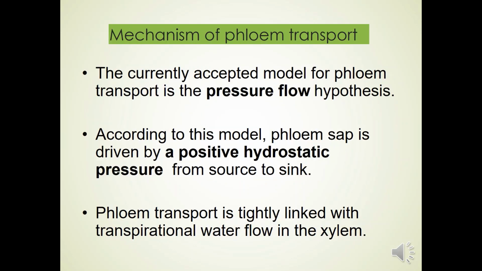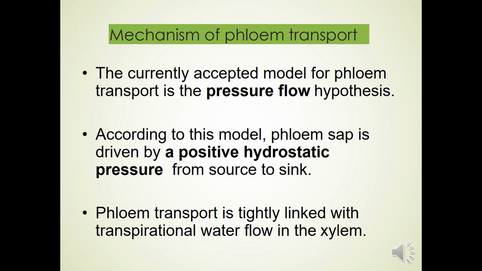Mechanism of phloem transport. The currently accepted model for phloem transport is what we call the pressure flow hypothesis. Using this pressure flow model, the phloem sap is driven by a positive hydrostatic pressure. So what you need to know for the mechanism is that they are using a model that uses positive hydrostatic pressure from source to sink. And this phloem transport is tightly linked with transpirational water flow in the xylem.